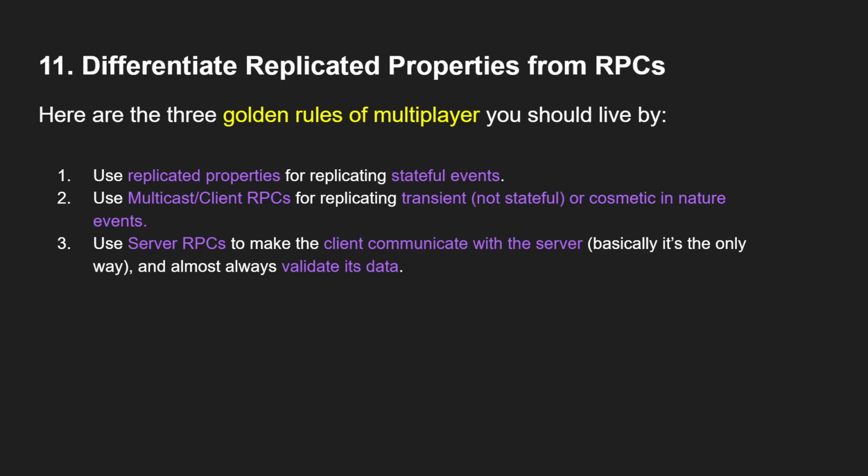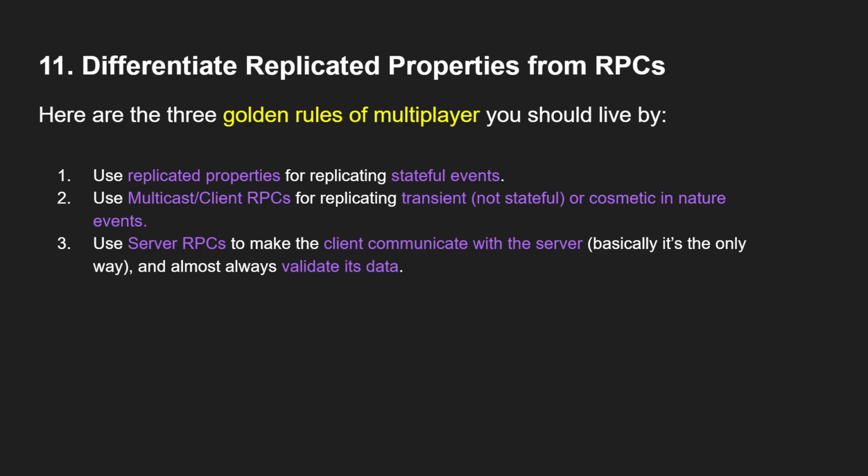And again, we've already mentioned this: spawning visual effects and sound effects is a perfect example. The third rule is to use RPCs to make the client communicate with the server. Basically, the only way in multiplayer to talk with the server, if you are the client, is to use server RPCs. And something I would not forget to say is to almost always validate data. Because, for example, the client could be telling the server, hey, I have a health of 1 million.